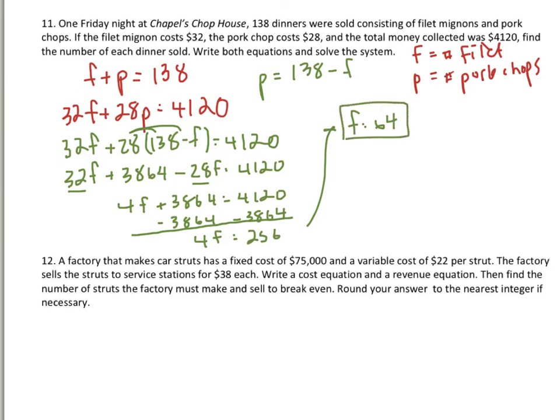The next question is how many pork chop dinners, which is pretty easy to determine considering there were 138 total dinners. Out of the 138, 64 were fillets. So 138 minus 64 gives me the number of pork chop dinners, which in this case is 74. So once again, pork chop dinners 74, fillets 64.